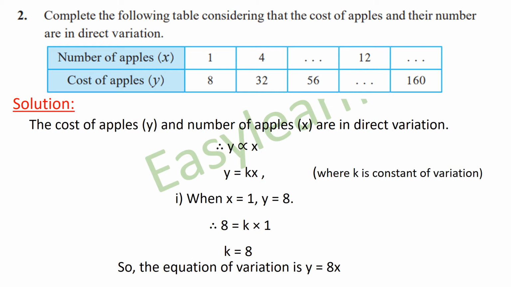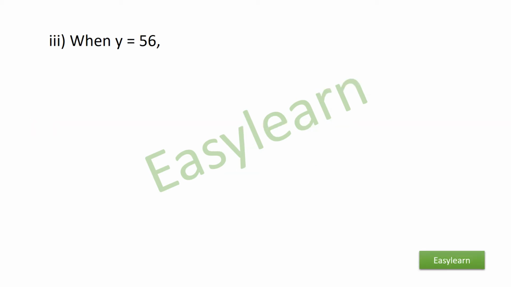Now we have to calculate for the remaining 3. In the third column you have y equal to 56. You have the equation as y equals 8x. So instead of y, let us substitute 56. We get 56 equals 8x. Therefore x is equal to 56 upon 8, which is x equals 7.